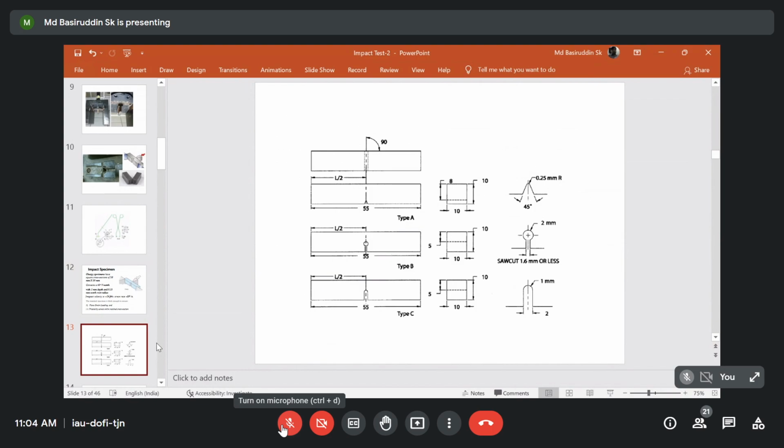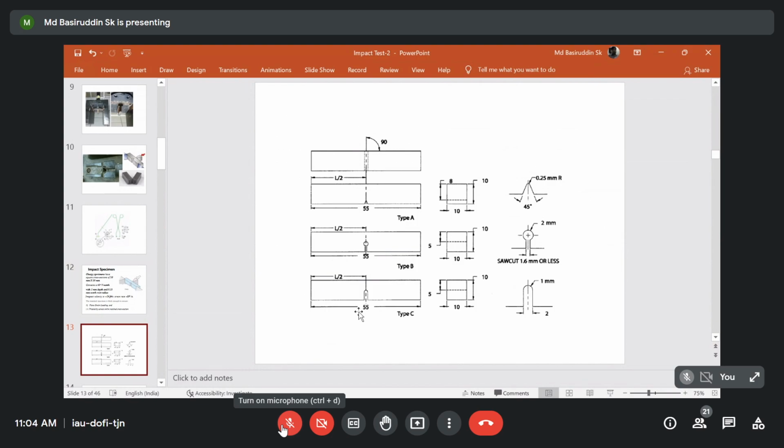Now here, apart from the V notch, if you follow the ASTM standard, you will find some U notch is also there. Some other sort of notch can also be there. As per the standard, these notches can also be fabricated to measure the impact behavior of a material. If you follow these three different notch conditions on the same material, you can study the effect of notch root radius on the impact behavior of a material.